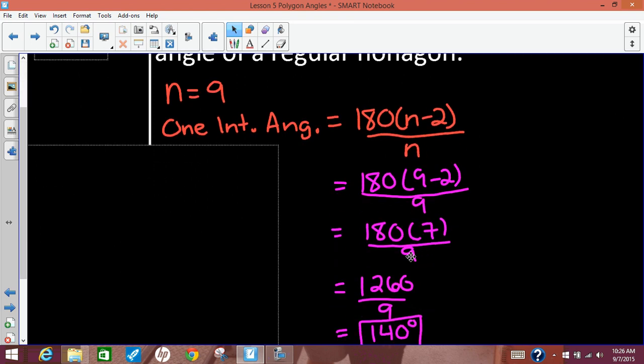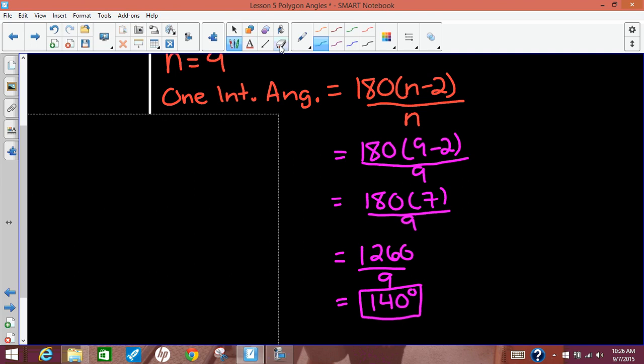Simplify the top. 1260 is going to be the number of degrees if we add up all the interior angles. Then when we divide by 9, it's going to tell us that one interior angle is 140 degrees. So each of those 9 angles inside this nonagon measure 140 degrees.